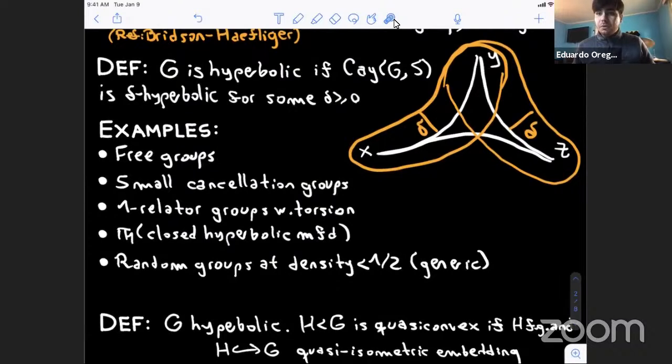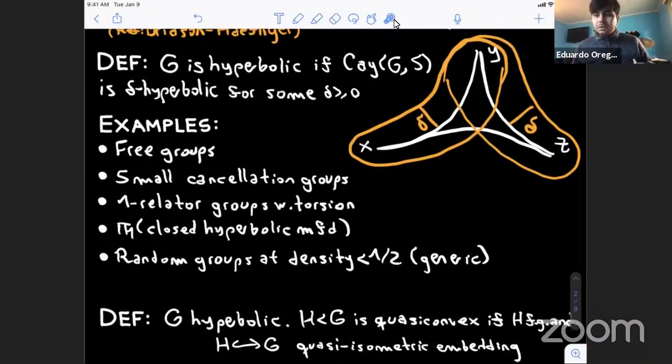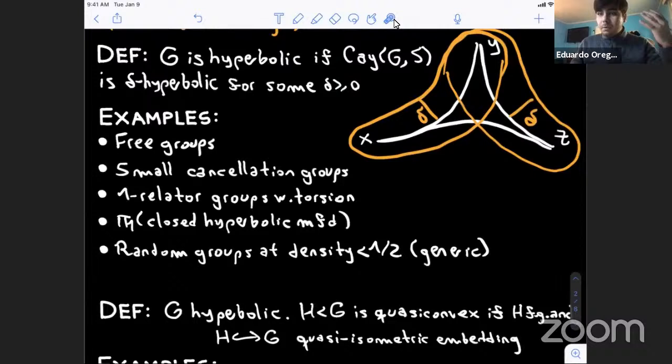Well, in case we're not happy, we have combinatorial hyperbolic groups, we have geometric hyperbolic groups, but the point is that essentially if we pick a group at random, according to the density model, if this group is infinite, then this group will be hyperbolic. Because for density more than a half, this group is almost trivial. So you should think of hyperbolic groups as the generic case for finitely presented groups.